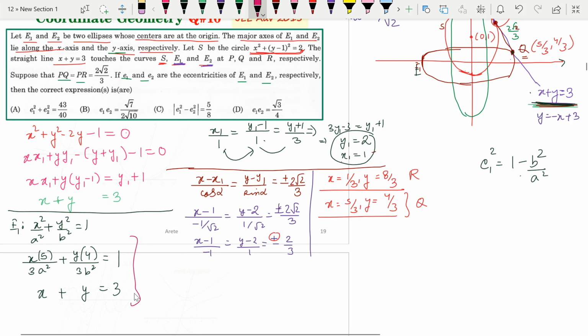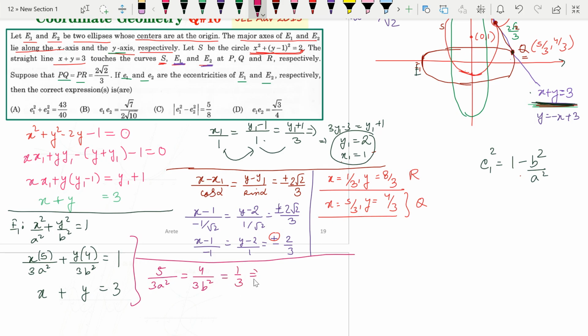I'm going to write it here after comparing. So I'm getting 5 upon 3a square divided by 1, is equal to 4 upon 3b square divided by 1, is equal to 1 by 3. So what do I get? I get a square as 5 and b square as 3. Did we get e1? Yes. So you write 1 minus 4 by 5. That's 1 by 5. I got e1 square to be 1 by 5.